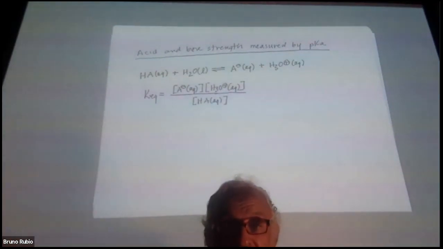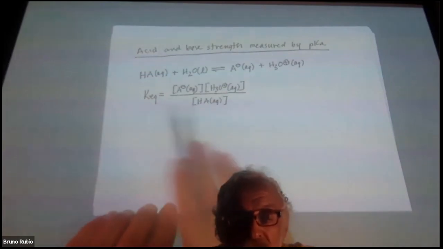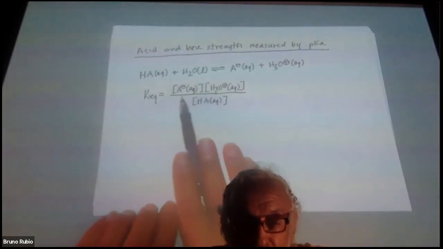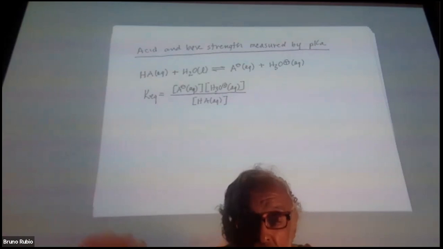So notice that there is no place for the concentration of water in these equilibrium expressions, because if you remember back to Gen Chem, the contribution of liquids and solids to equilibrium expressions is set equal to unity. It's set equal to 1, so that liquids and solids don't figure into equilibrium expressions. Okay, so this is the equilibrium constant that is set up when we dissolve an acid in water.